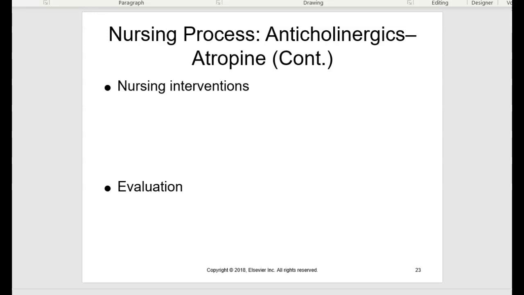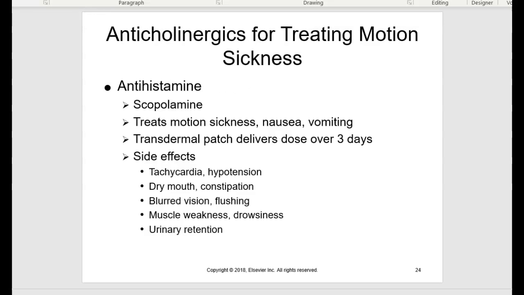Also on that list, on your next slide here, is scopolamine. Scopolamine is an anticholinergic with antihistamine and antiemetic properties. It's used to treat motion sickness, nausea, and vomiting. The big thing about scopolamine is it's a patch, and there's a specific place where you apply it, behind your ear, and it stays in place for 3 days. So you apply it and leave it in place. It delivers its dose over 3 days. The side effects associated with it are not surprising, considering it's an anticholinergic, right? So I'm not going to go through all those. Those should make sense to you by now.